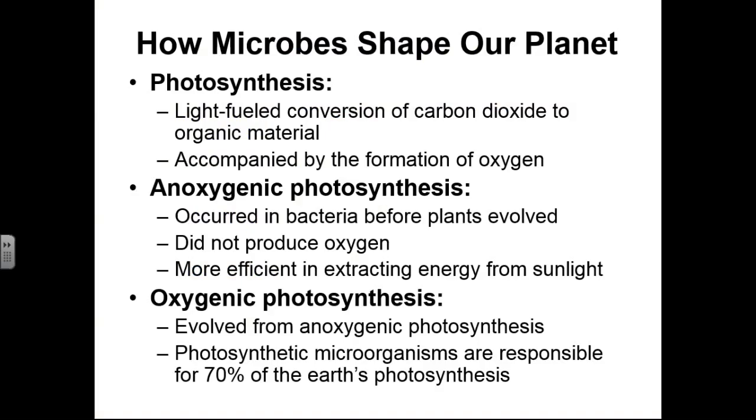Moving on. How have microbes shaped our planet? I've already mentioned cyanobacteria, how they have oxygenated our atmosphere. This is through the process of photosynthesis, where we take energy from light, carbon dioxide, and water molecules, and we turn that into sugars, particularly glucose, C6H12O6, and oxygen gas. We also have anoxygenic photosynthesis, or photosynthesis that does not make oxygen. So this is going to occur before we had the traditional photosynthesis. This is very, very efficient at extracting energy from sunlight.